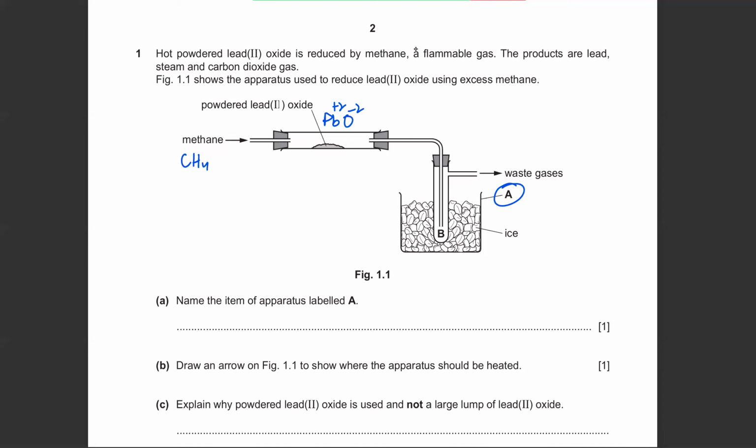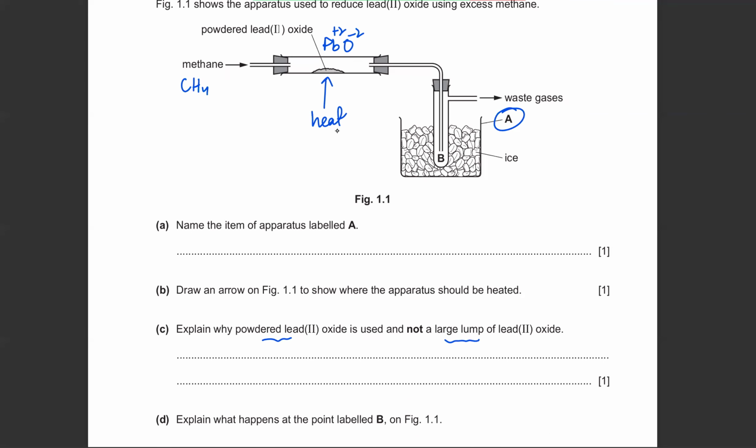Where would you heat the apparatus? At the place where the powdered lead oxide is. Yeah, using the Bunsen burner, I think. Explain why you use powder instead of large lumps. Because the powder has a larger surface area. Yes, so you've got more surface area. Write the full answer: it's more surface area.